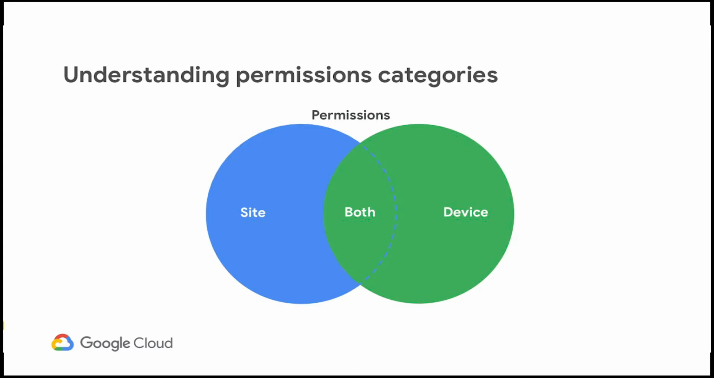So the site permissions are the list of sites that an extension may interact with, and the device permissions cover the risky actions specific to the device. And the convergence of these two covers most of the risk.